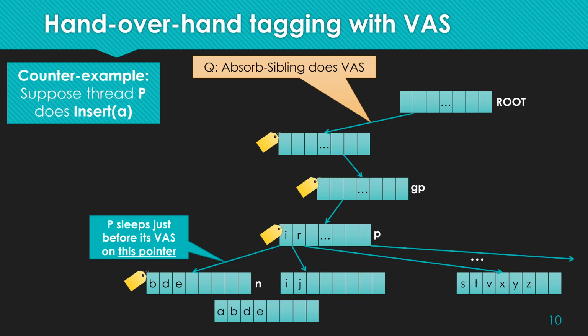So Q is going to change the root node. If the root node were tagged, P would notice that change. That change would cause P's next validate and swap to fail. But of course, it's not tagged by P right now because P untagged that location. Okay, so what will this absorb sibling do? If you think back to an absorb sibling, it ends up replacing a child and 2 grandchildren.